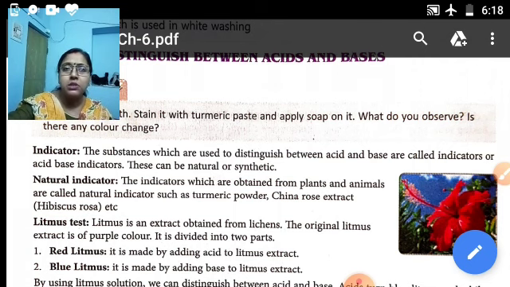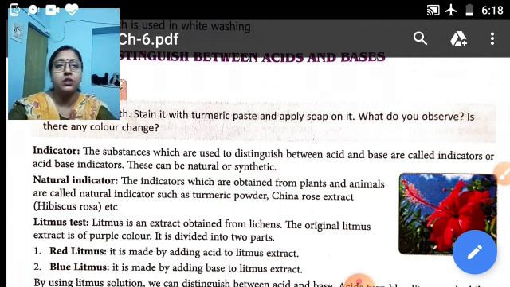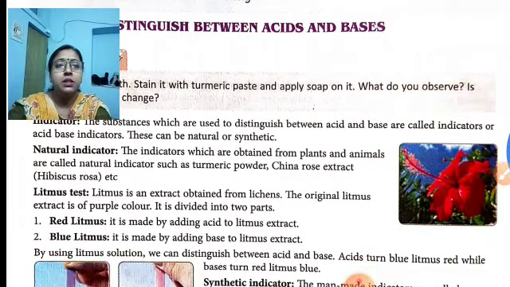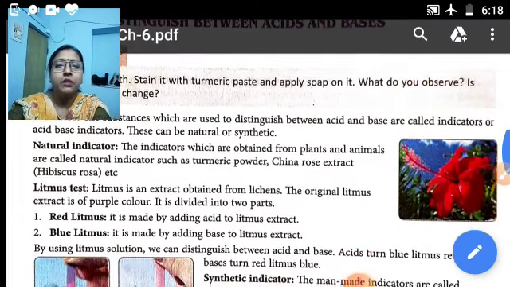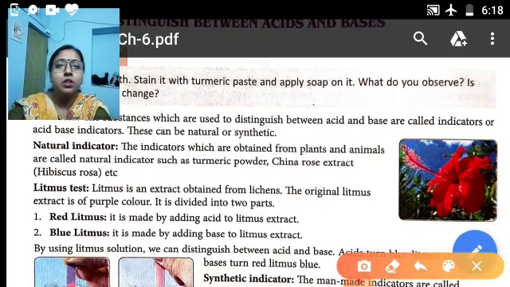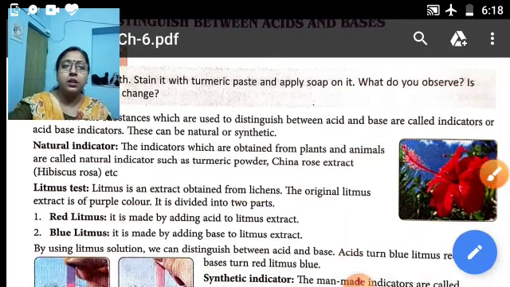Then we have the litmus test. Litmus is obtained from lichen. Lichen is a symbiotic plant. So underline this line. Litmus is obtained from lichen. So lichen is a symbiotic plant. Original litmus is of purple color. That means when we take original litmus, it is in purple color.